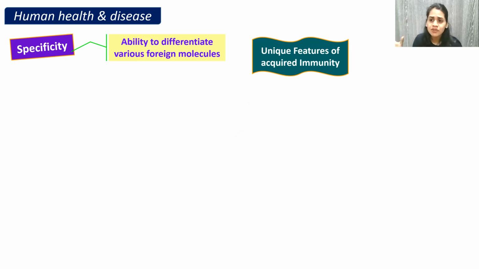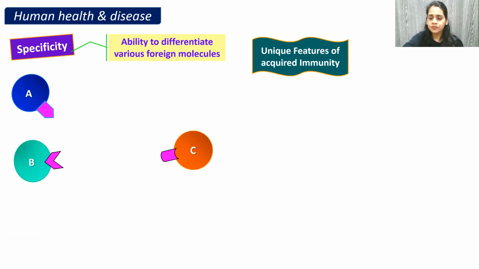There are n number of foreign molecules. Yes or no? There are thousands, millions of microorganisms around us. Will there be one antibody for each of them? Obviously no. So antibodies have to be very specific, correct? Our body should be able to differentiate which foreign agent has gone inside the body, because accordingly only it will produce the antibody. So specificity is one of the very unique features, the ability to differentiate various foreign molecules.